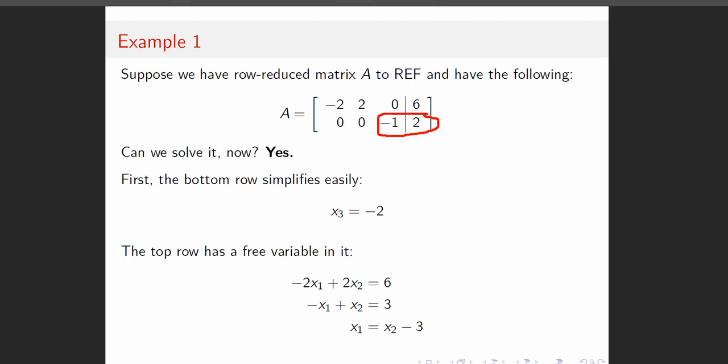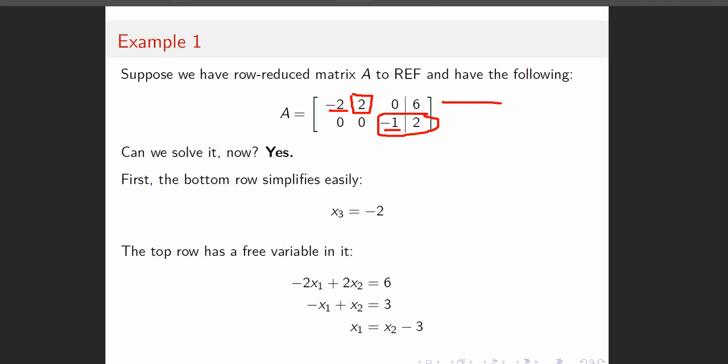So let's remind ourselves: basic variables correspond to the pivots. We're going to have two basic variables, x sub 1 and x sub 3, but this variable x sub 2 does not correspond to a pivot, so it's a free variable. It's going to be a variable that we are going to have to deal with.